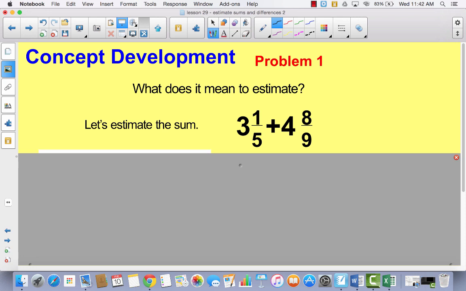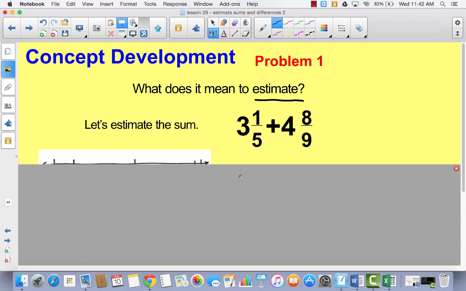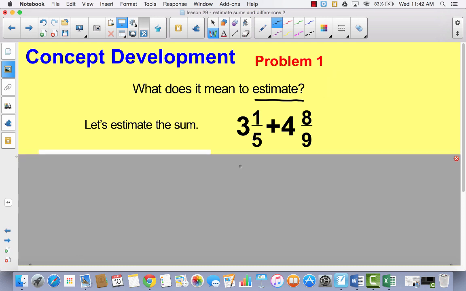Let's estimate a sum. Let's estimate 3 1/5 and 4 8/9. I want you to write these two mixed numbers in your math journal, and I want to make sure that you have the word estimate close to it so that you know that's what we're doing. The next thing I want you to do is draw a number line. On your number line, we are going to start with the whole number 3, because we're talking about 3 1/5, and we're going to end with the whole number 5. So let's go ahead and put 4 in the middle here. So we've got 3, 4, and 5.